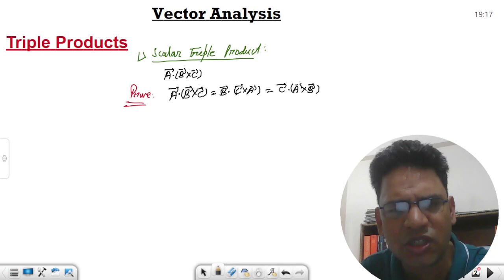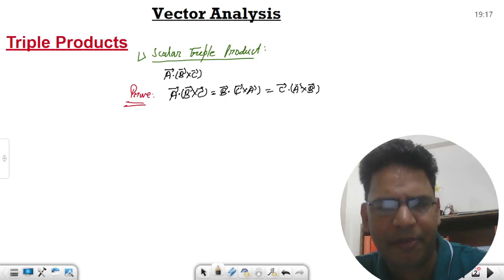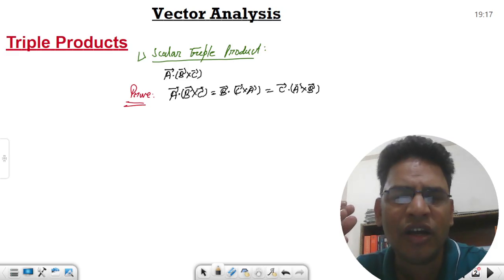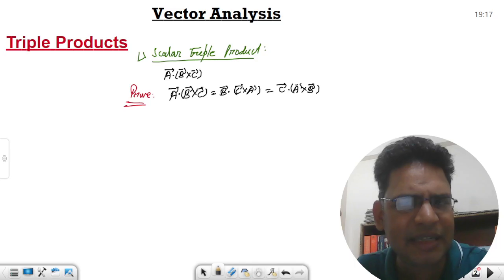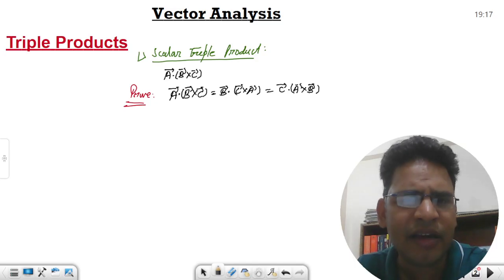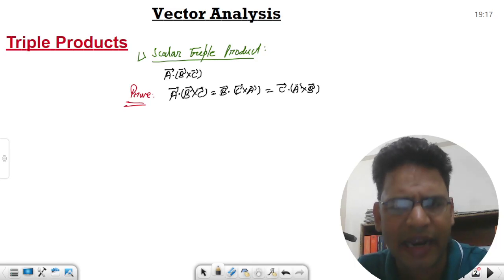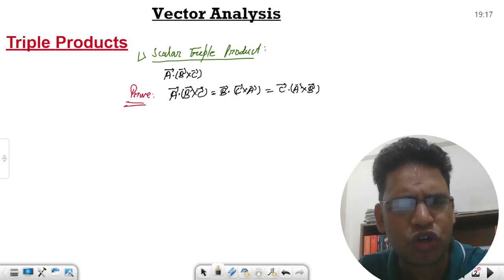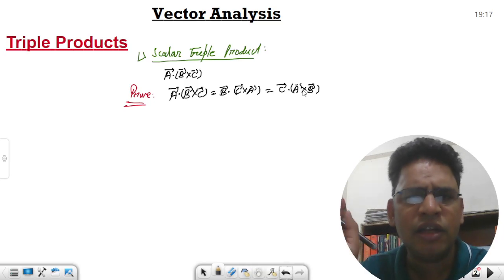And interestingly, this is going to be the volume of the parallelepiped which is created having A, B, C vectors as its edges, right? And if it is not a right-handed system, then the volume can be negative, but otherwise we are going to talk about a right-handed system, all right?